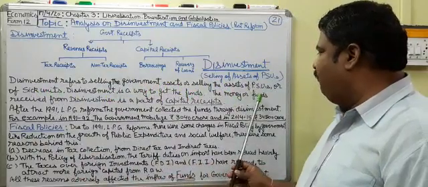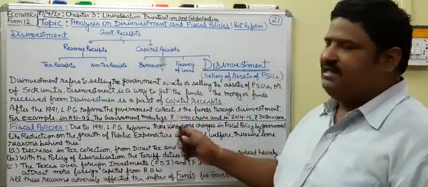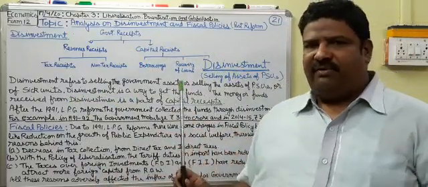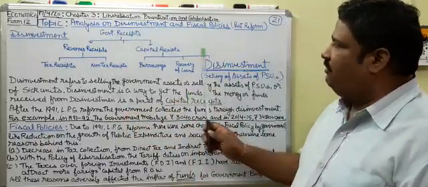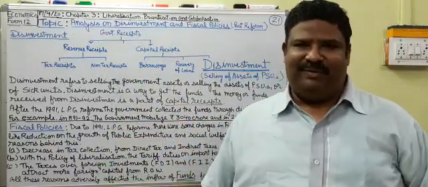The money received from disinvestment is a part of capital receipts. See, the funds raised from disinvestment are not a part of revenue receipts. They are a part of capital receipts because it reduces the assets of the government.